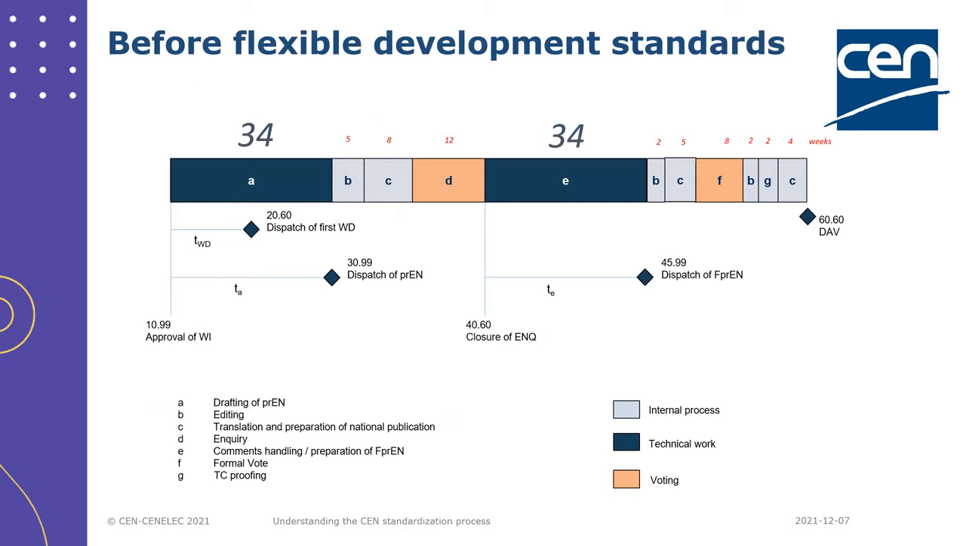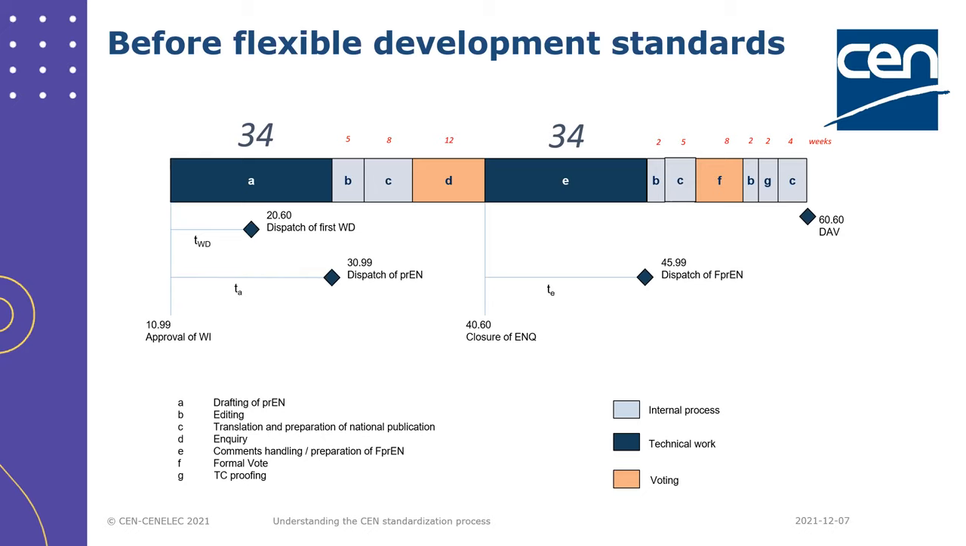Just to highlight that in the past, before the flexible standard development process, the system was quite static and rigid. In total, the TCs would have 68 weeks to develop the standard, divided equally into two parts. Stage A was 34 weeks, and it is the stage for the TC experts to draft the standard. Stage E was also 34 weeks, and that's the stage for drafting the standard after the comments received from inquiry. Stages B, C, D, and F are either internal processes or voting processes where the timeframes are established and they do not change.